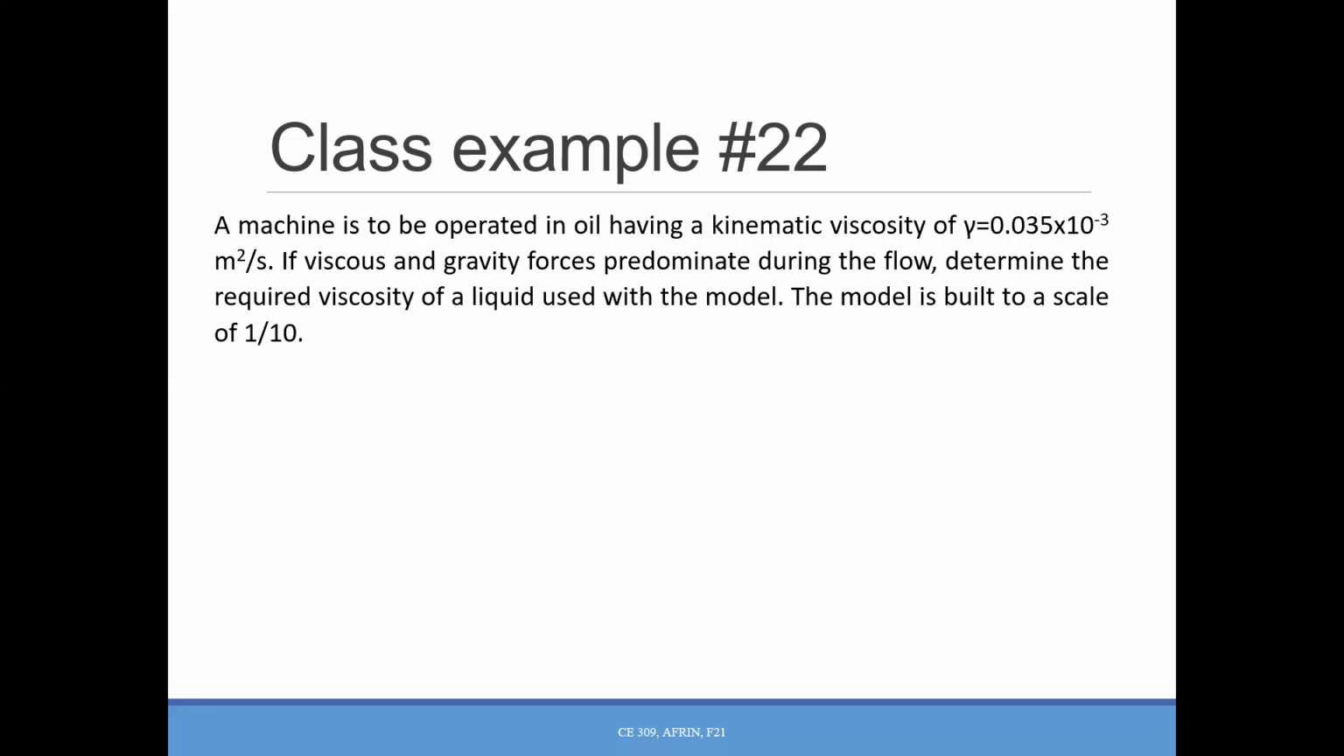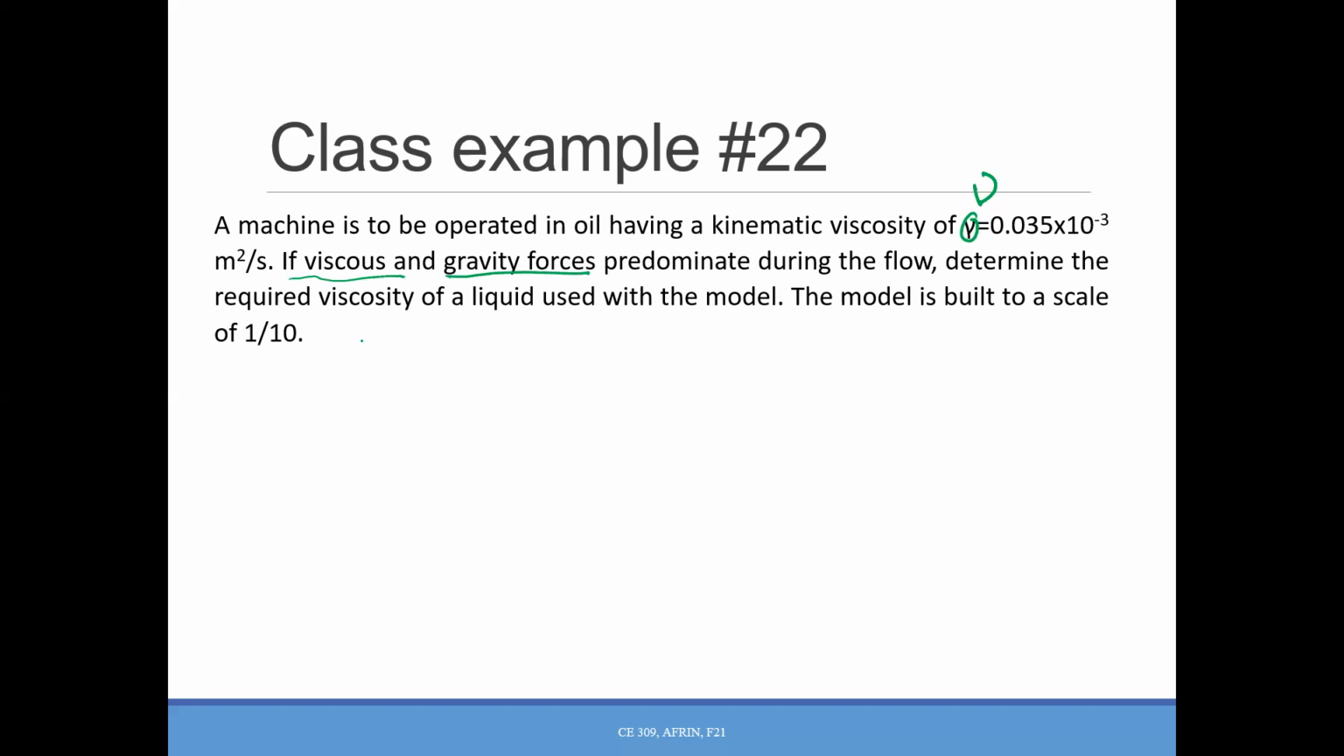So let's start class example 22. It says that a machine to be operated in oil having a kinematic viscosity of, so this one is actually mu here. If the viscous and gravity forces predominate during the flow, determine the required viscosity of the liquid used with the model. The model is built to a scale of 1 over 10. Now, notice this statement: if the viscous and the gravity forces are predominant during the flow.